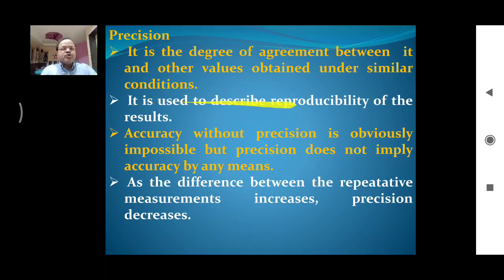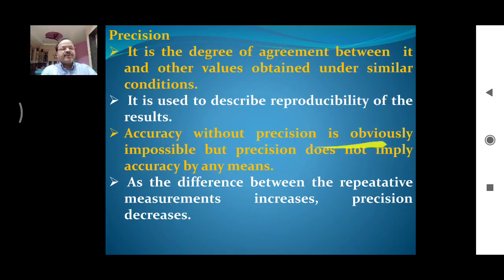It is used to describe reproducibility of the results. What is meant by reproducibility? Suppose the first reading is 10.1. After taking 10 readings, if the readings we obtain are 10.1, then that is called reproducibility of the measurement. So precision is the measure of reproducibility.